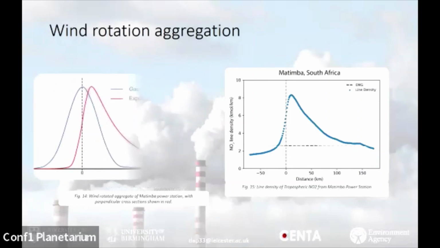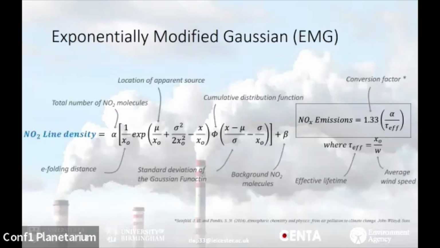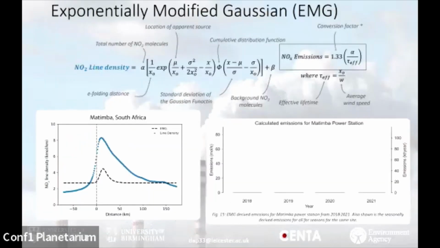And we notice that this has the shape of an exponentially modified Gaussian function. So what we want to do is fit this function to our line density, and it will allow us to determine some parameters that we can derive emissions from. This is showing the function we're going to be fitting. I'm not going to go through the terms, but we're using an iterative least squares fitting approach to fit this function to our line density. That's shown on the left here, where the black dashed line converges onto our line density. This gives us the parameters required in the top right part of the equation to derive emissions for this site.